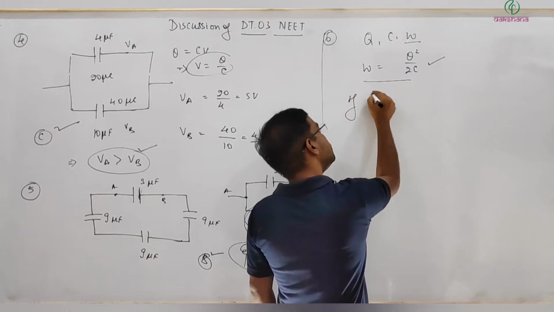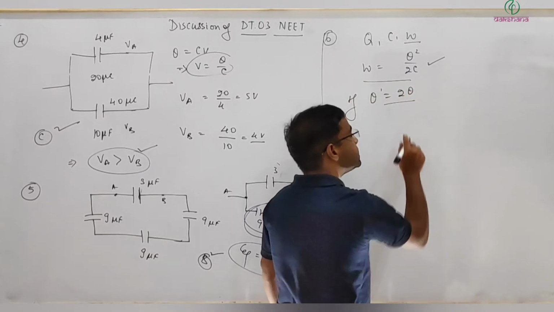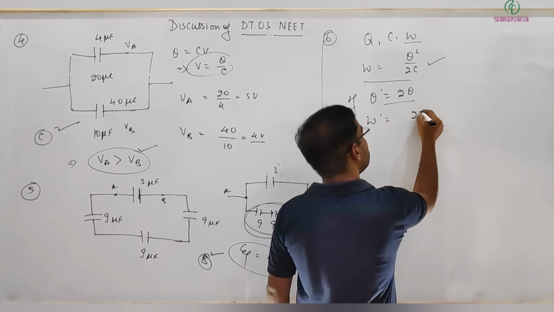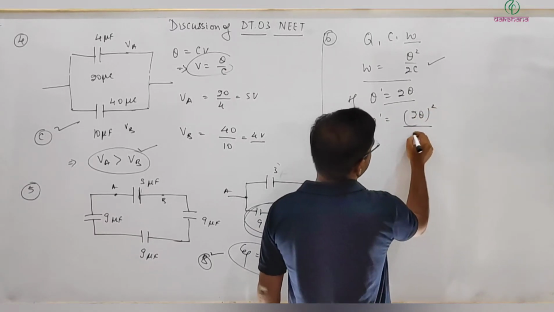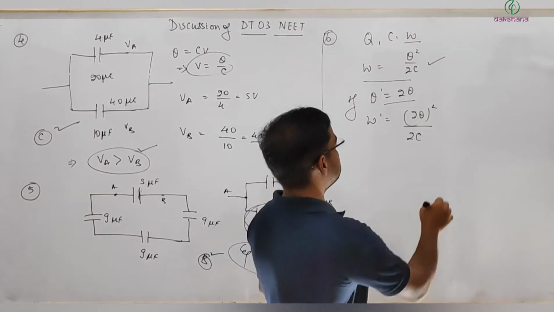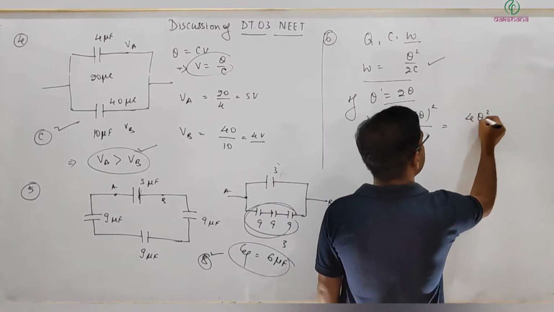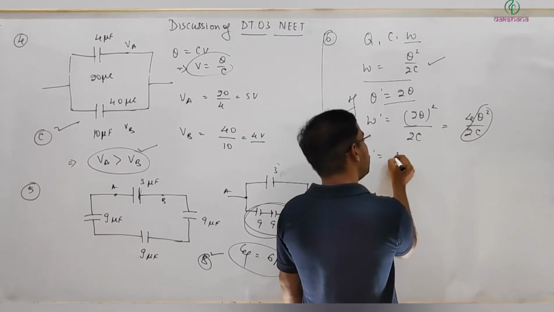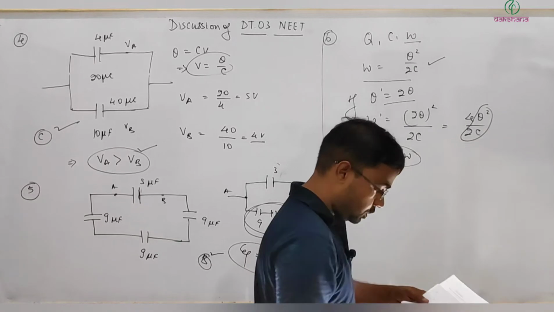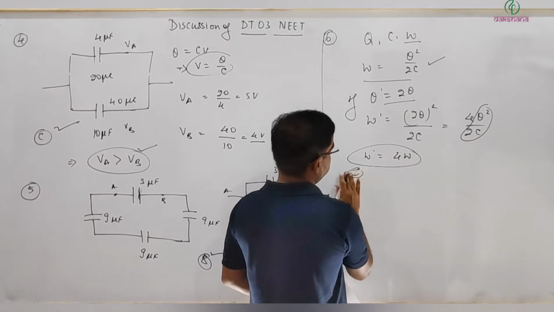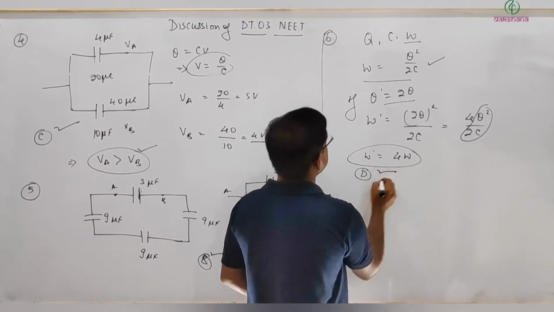Now if Q prime is made 2Q, meaning the charge is doubled, then what will W prime be? You can write 2Q whole square divided by 2C, which comes out to be 4Q square by 2C, and this is W. So W prime is equal to 4 times W. So your energy will become 4 times, and your answer matches option D. D is the correct answer.